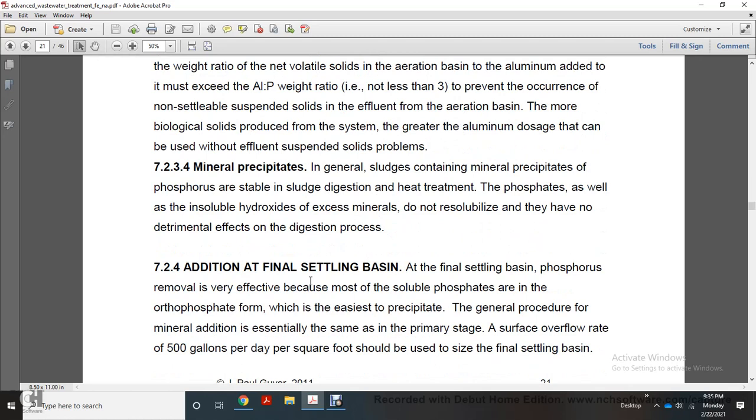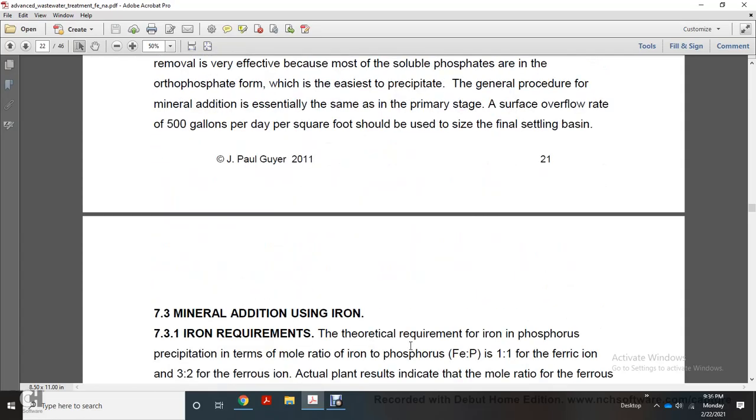Addition to the final settling basin. The final settling basin phosphorus removal is effective because most soluble phosphates are in the orthophosphate form, which is the easiest to precipitate. General procedure for mineral addition is essentially the same as in the primary stage. A surface overflow rate of 500 gallons per day per square foot should be used to size the final settling basin.